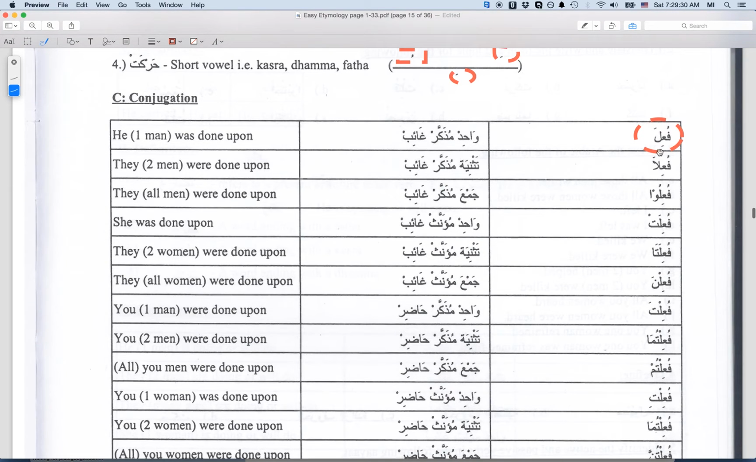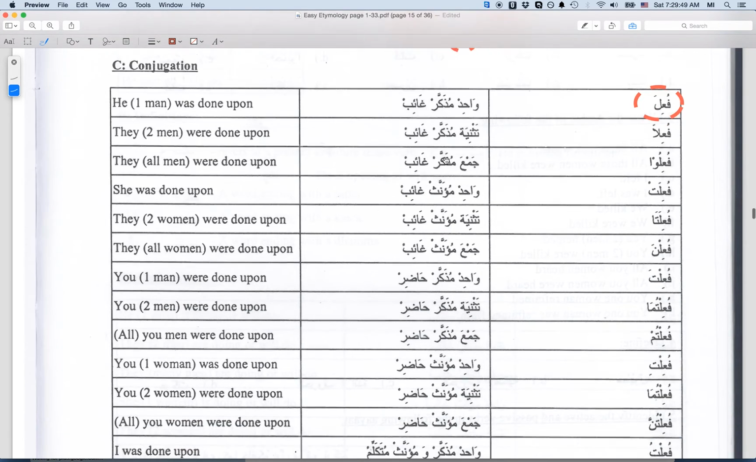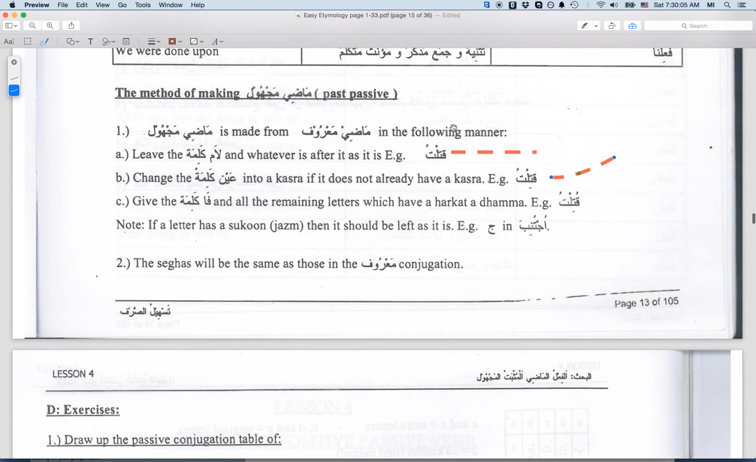Right here, same thing. If we go back on top: lam kalima, leave it as is, and any other letters after it, don't touch them. Ayn kalima in the middle, make it kasra if it doesn't already have a kasra. If it has a kasra, leave it as is, and make sure it's kasra, whether it has it or you have to make it. And the first kalima, fa, and anything in between fa and lam: if there are any other letters in between, you make them dhamma. So fa'ala becomes fu'ila, he was done, or it was done.